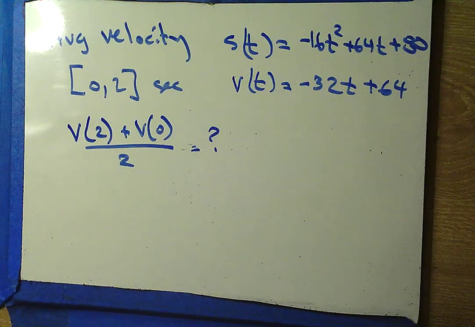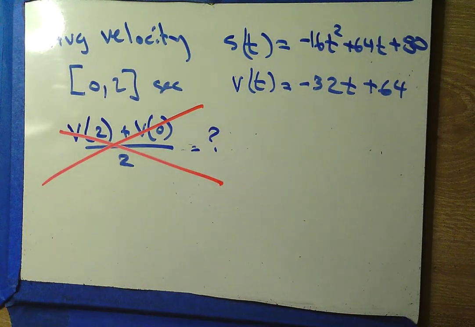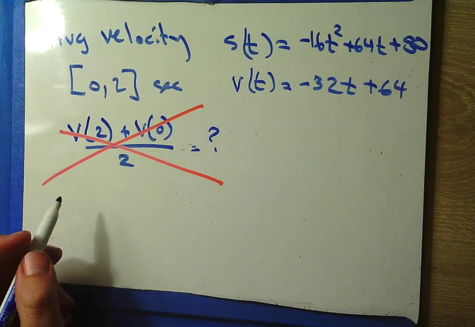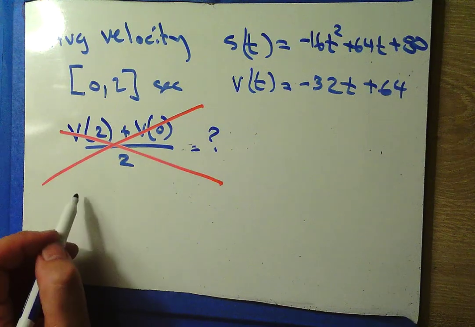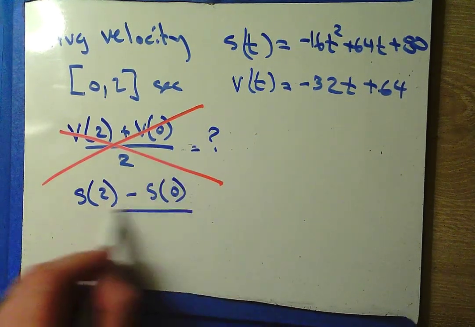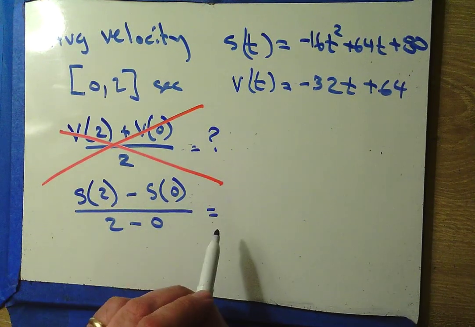So, can we find average velocity this way? Only if you want me to mark it wrong on your test. Don't do that. That is definitely not average velocity. Instead, to find average velocity, we need s of 2 minus s of 0 over 2 minus 0. So what's s of 2?